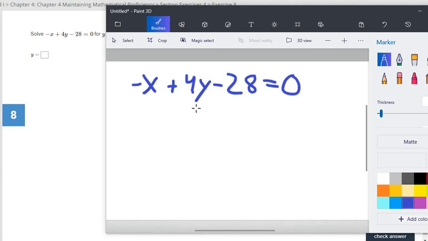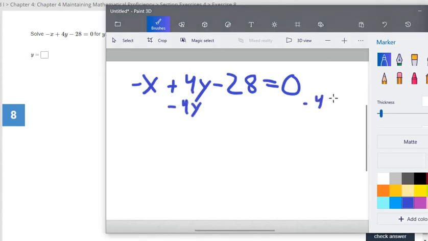All right, so again, on this one, we are solving for y. We have negative x plus 4y minus 28 equals 0. So again, we could remove everything from this side until we are just left with the y. I think it'd probably be easier just to move the y over here. Then we just have to remove a negative 4 from that y. So let's go that route.